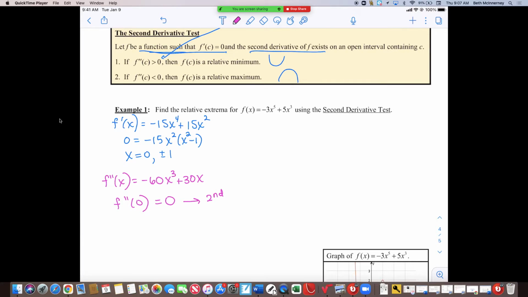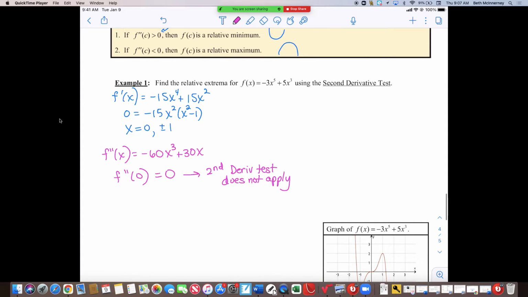When I get f double prime of 0, the second derivative test does not apply. It doesn't mean that there's not a relative extrema. It doesn't apply when the second derivative equals 0. Then let's go find f double prime of 1 and f double prime of negative 1.